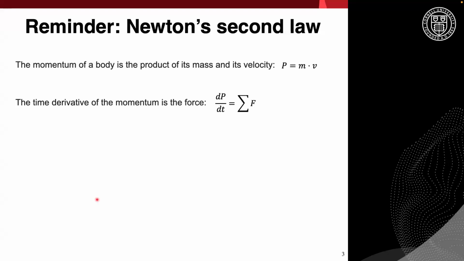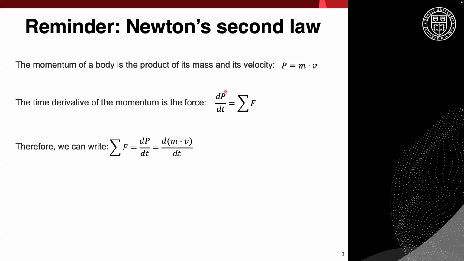So I will start by giving a quick reminder of Newton's second law. And we know that by definition, the momentum of a body is the product of its mass and its velocity. So P is equal to m times v. And also by definition, the time derivative of the momentum is the sum of the forces applied to this body. So we can write dp over dt is equal to the sum of the forces.